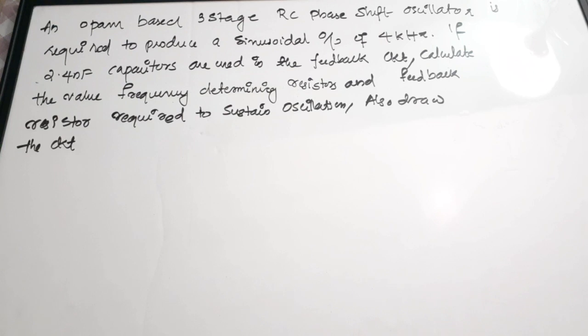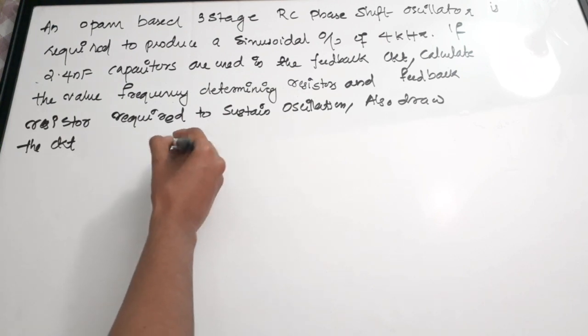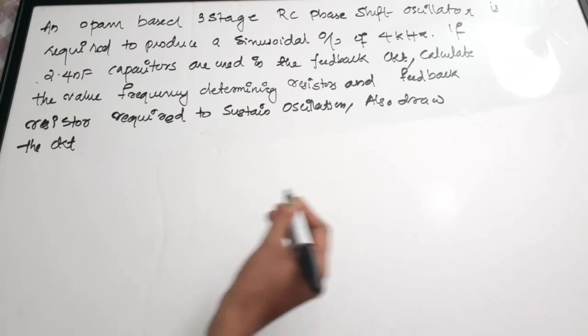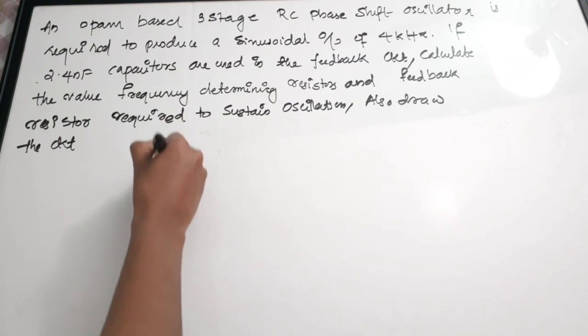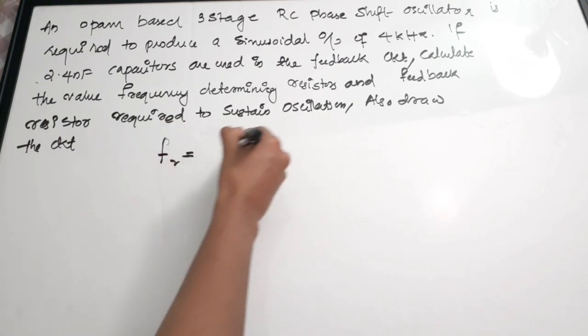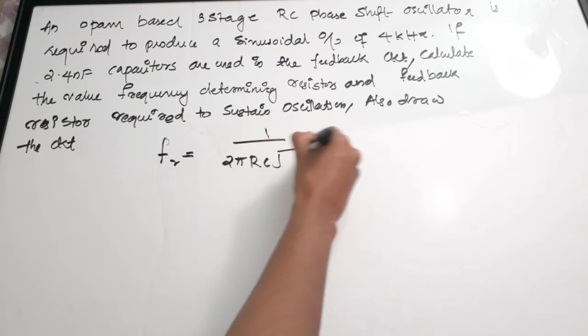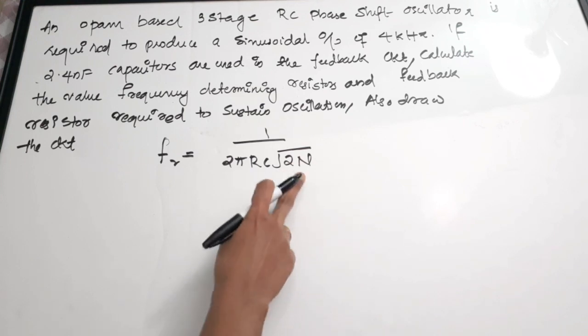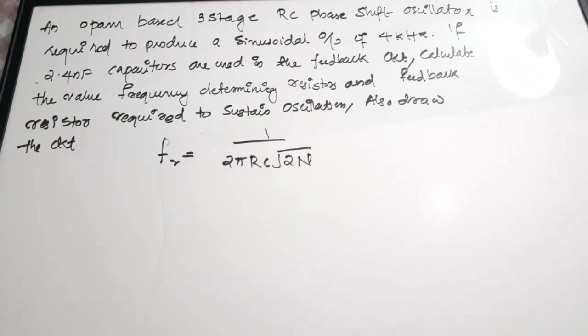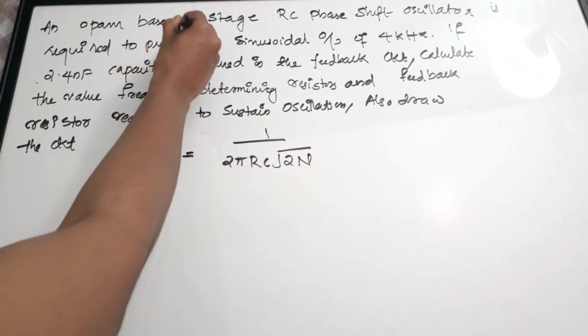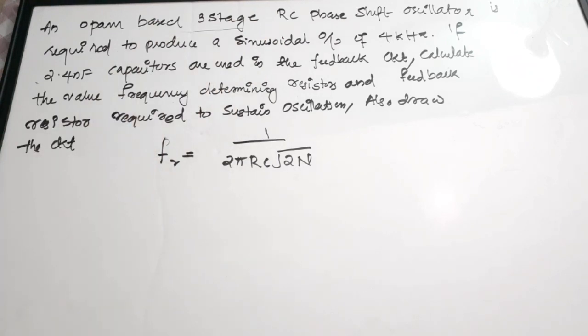Okay. So we'll start from finding the value of resistance. So the frequency equation for an RC phase shift oscillator, F equal to, or F R is equal to 1 by 2 pi RC square root of 2n. Okay, here n is the number of stages. Here it is clearly given that it is a 3-stage RC phase shift oscillator. That is, in the feedback circuit, there are 3 RC stages.